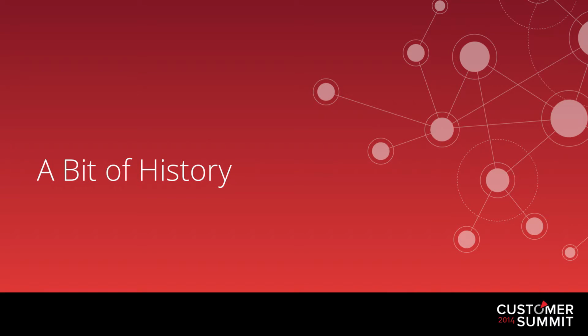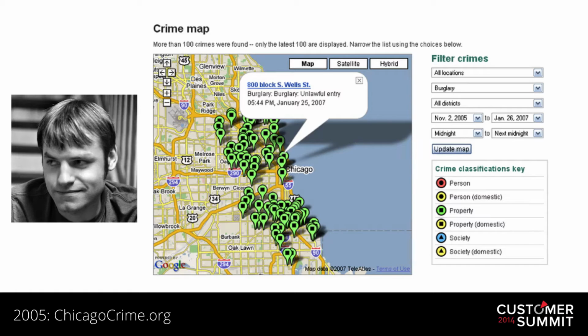So I'm going to start with a bit of history. This is 2005. This is Adrian Holovaty. Does anybody know who that is? He is one of the authors of Django. But actually, before Django, he was working on this website called chicagocrime.org.